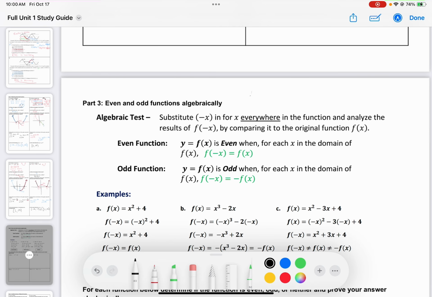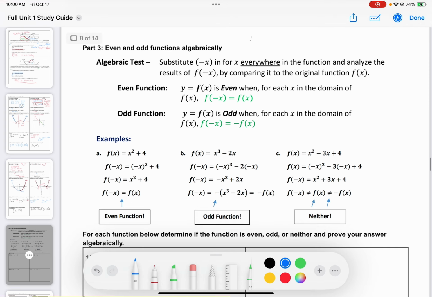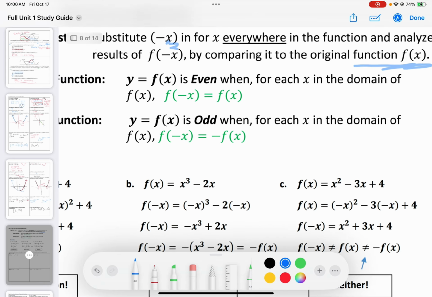So let's just read this. I provided some of the instructions for you to refer back to since we didn't cover this a lot. Substitute negative x in for x everywhere in the function and analyze the results of f of negative x by comparing it to the original function, f of x.